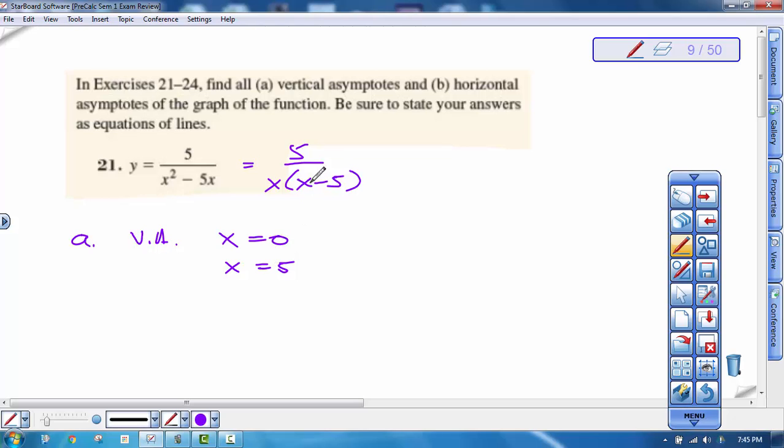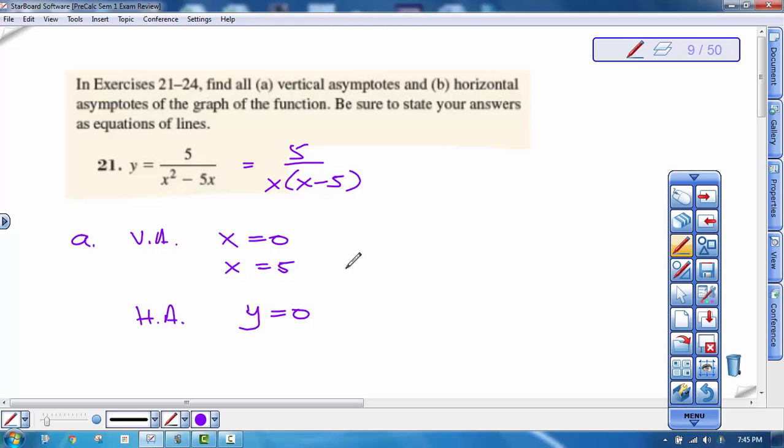Now, none of these are holes because holes are factors that cancel. So it looks like this one has two vertical asymptotes. You could graph it to double check, but it will have these two vertical asymptotes. Horizontal asymptotes then: the degree is higher in the bottom than it is in the top. That means the line y equals 0 is the horizontal asymptote.